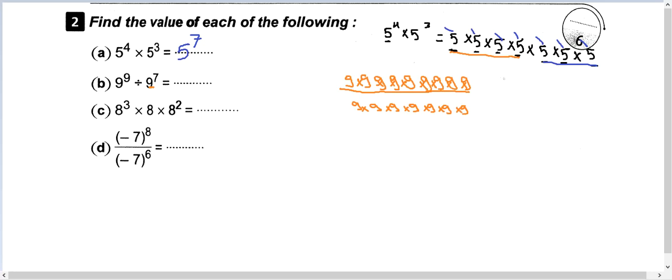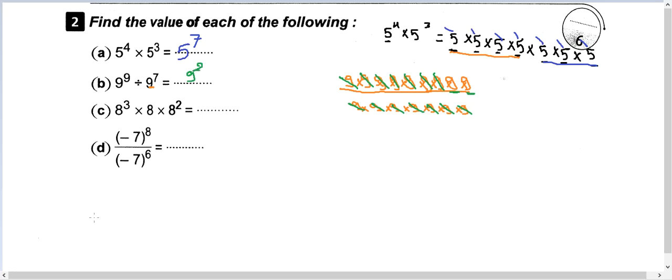Now we can make the simplest form, or we can cancel. Here we can cancel 9s together, 1, 2, 3, 4, 5, 6, 7. The remainder here we have 9 and 9. 9 times 9 means 9 to power 2.